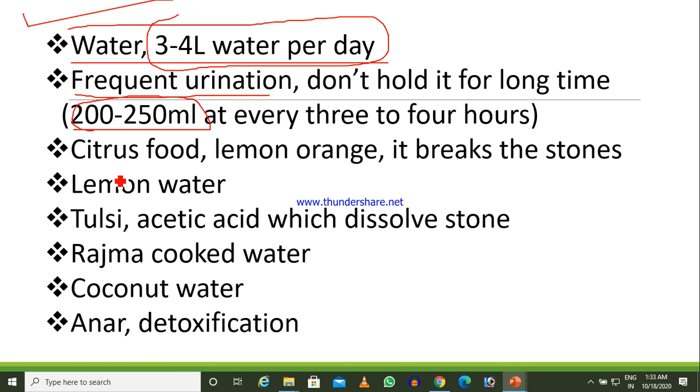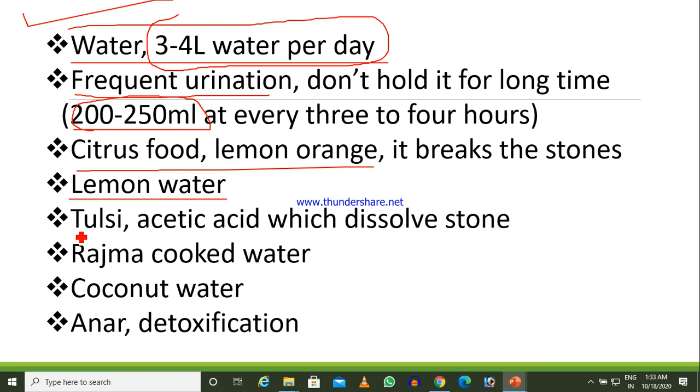You should take citrus food like lemon, orange, which will break the stone. Normally, people who take less water may not be able to take more water. So I will suggest you make lemon water. It will give a very good flavor, and the taste will be good too. You can drink plenty of water.